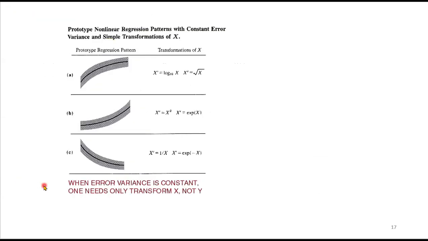Some examples of what we might use as transformations then. If we have a y versus x, say, and we see this kind of curve, well, obviously it's not a straight line relationship. You could try this transformation, square root transformation.